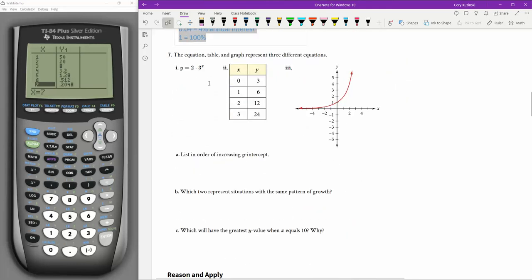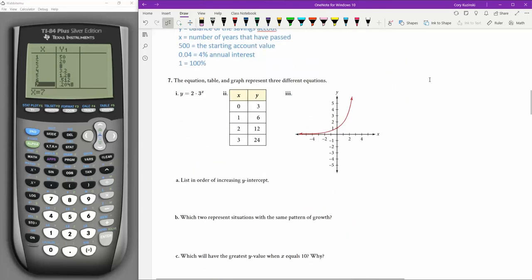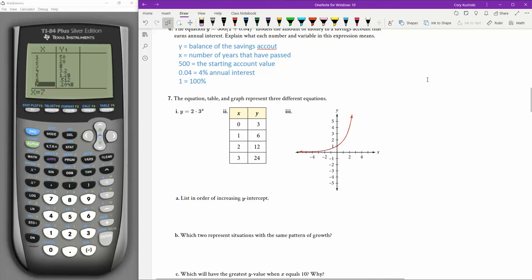All right, last one here. The equation, table, and graph represent 3 different equations. List in order of increasing y-intercept. All right, this has a y-intercept of 1. This has a y-intercept of 3. And this is going to have a y-intercept of 2. That's its starting value. So, increasing order, we're going to go the graph, then the equation, then the table.